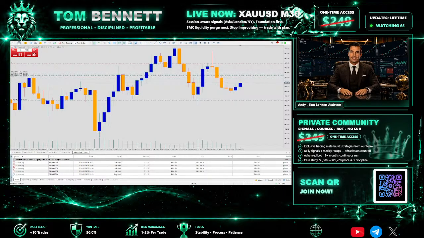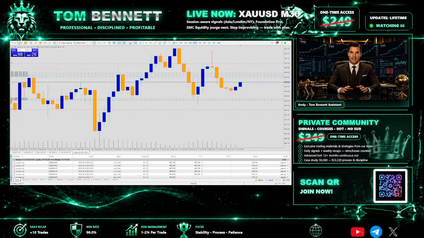A high-probability setup is not defined by one signal. It is defined by several conditions coming together at the same time. Market context, USD direction, key level, liquidity behavior, confirmation, risk to reward, session timing, and emotional discipline. If one of those conditions is missing, the setup may still work, but it becomes lower quality. And when you trade too many lower quality setups, your account becomes vulnerable.